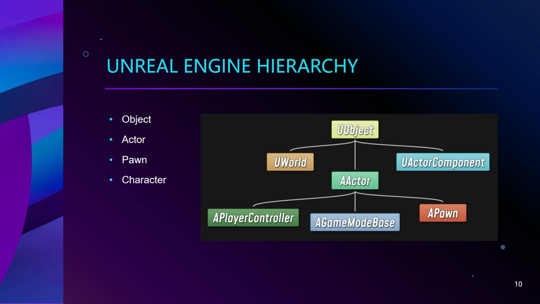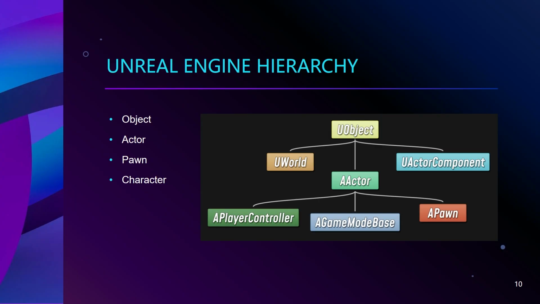And the next concept is the character class. A character is a more advanced type of pawn, and it is also inherited from the pawn, and it already has built-in movement features like walking, jumping and animations. So when we make a player controlled character in Unreal Engine, we usually use the character class instead of just a pawn.